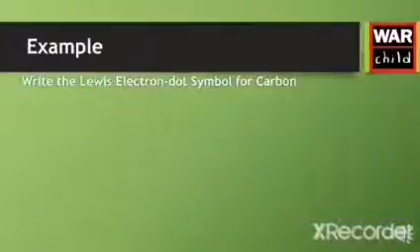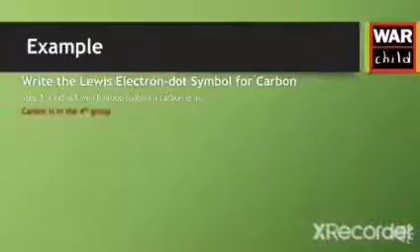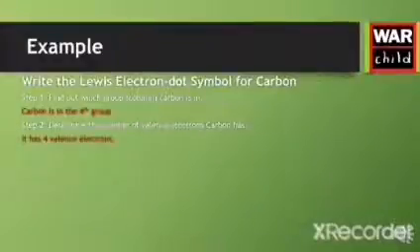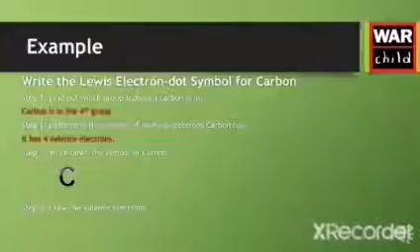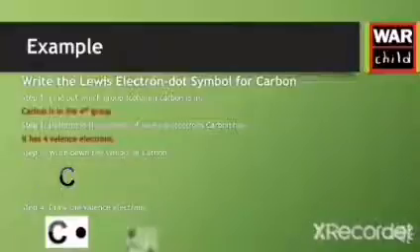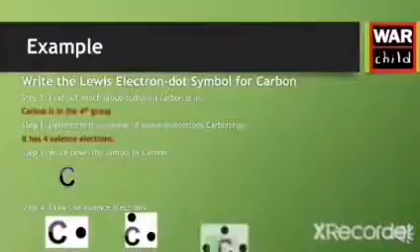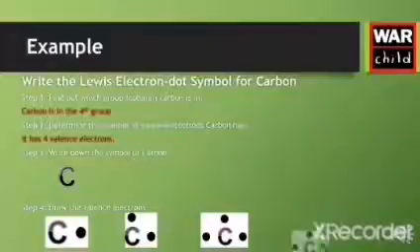An example, we must write the Lewis electron-dot symbol for carbon. Step 1, we must find out to which group or column carbon is in. Carbon is in the fourth group. So carbon has 4 valence electrons. In the third step, we must write the symbol of carbon, which is C. And finally, we must draw the valence electrons. We start at the right, then we put another one upward, and the third one to the left, and finally the fourth one down.